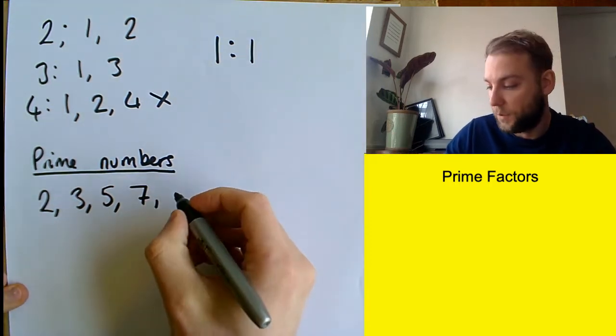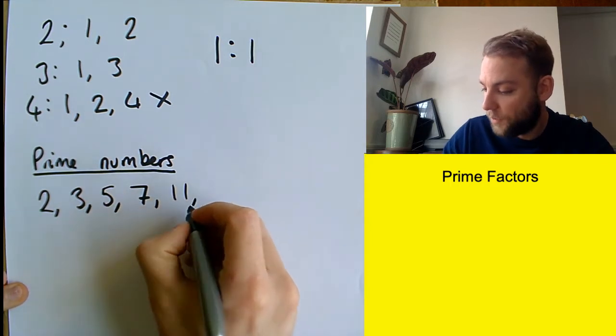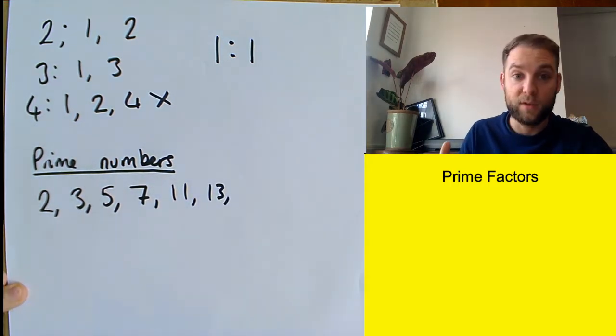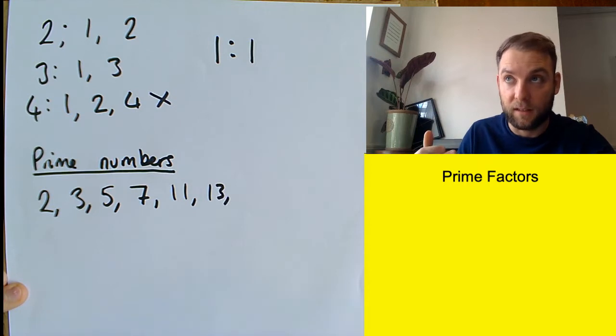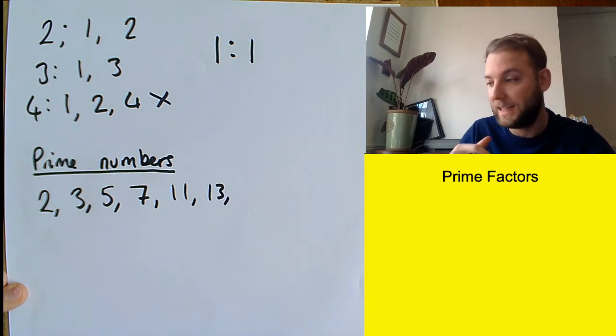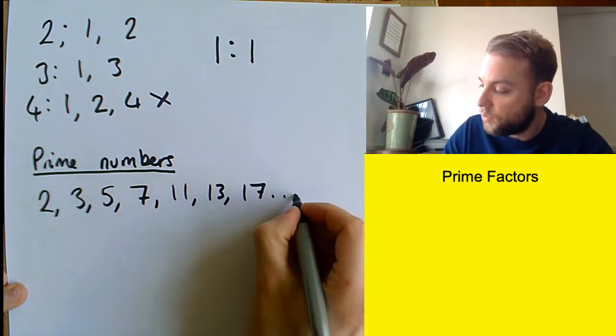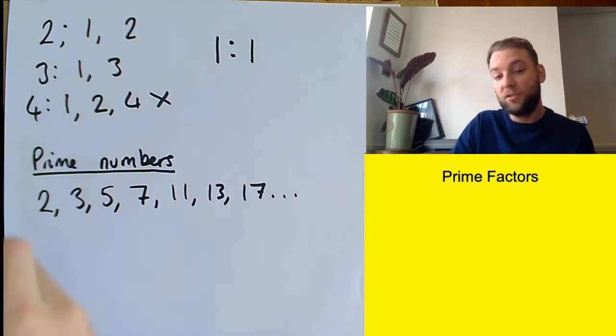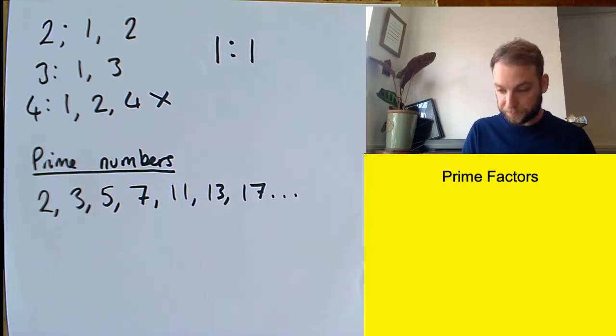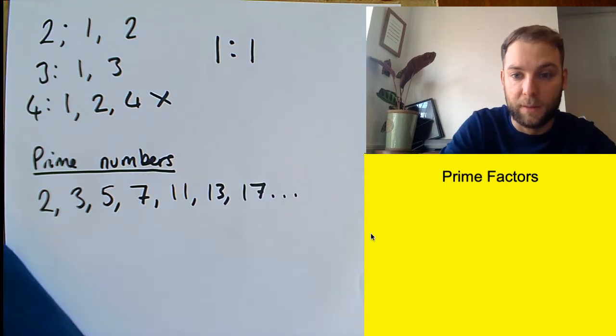10 is not a prime number because 5 and 2 go into it. 11, 13, 14's not, 7 goes into it. 15's not because 5 goes into it. 16, 17 is the next one, and they do go on forever. Okay, so that's your list of prime numbers. It's probably worth making a note of those because it's really important.